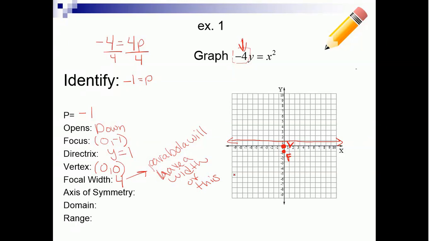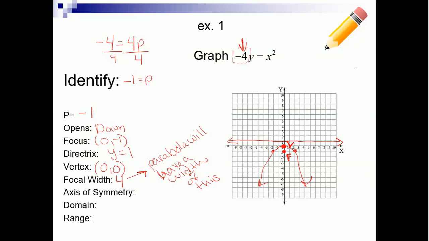Okay, so around the focus I need to have a width of 4. Well, it has to be equidistant from the focus, right? So that means on either side of my focus I'm going to be 2 units away. So then they're equidistant from that focus. So now what I can do is connect my dots, and now I have my parabola drawn.